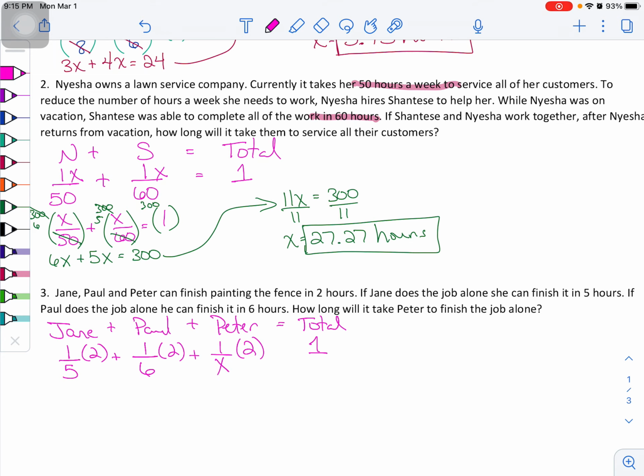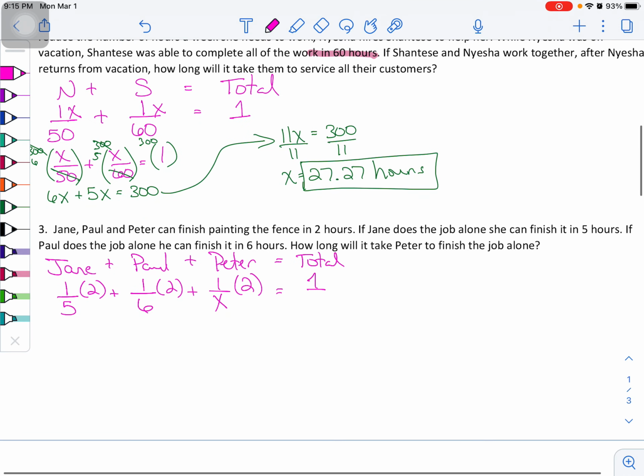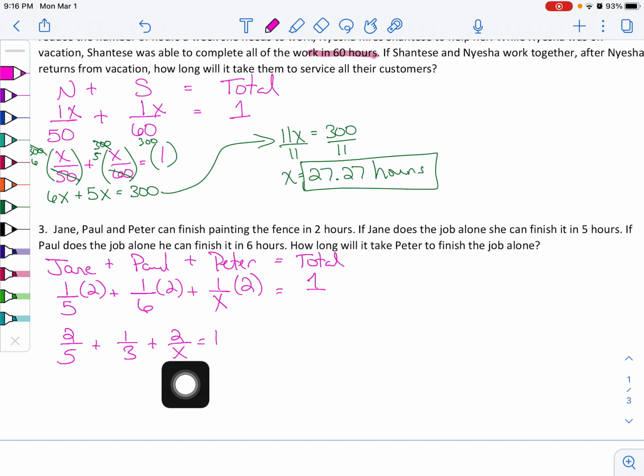How long will it take Peter to finish the job alone? So Peter is one fence in, I don't know how many hours. That's what we're trying to figure out. So I'm going to clean this up a little bit, simplify where I can. So 1/5 times 2 is 2/5. 1/6 times 2 is actually going to be 1/3 plus 2 over x is equal to 1.